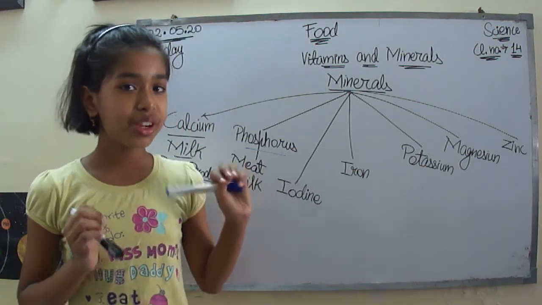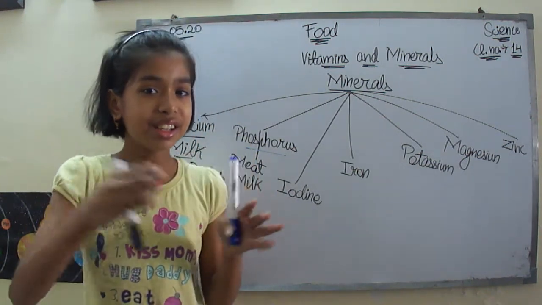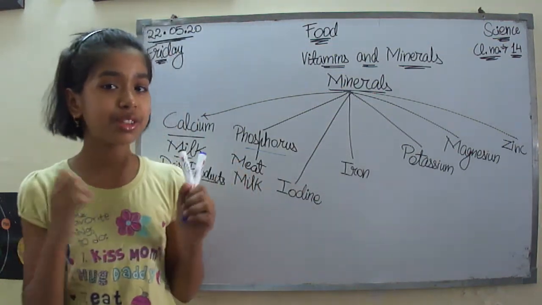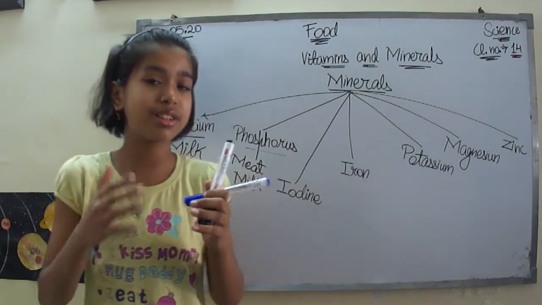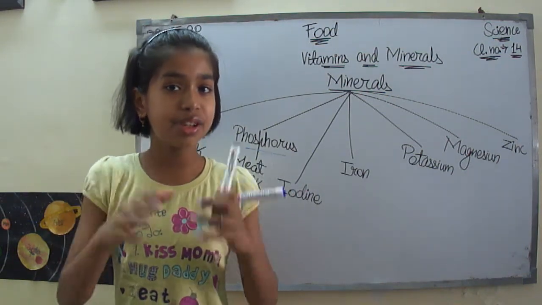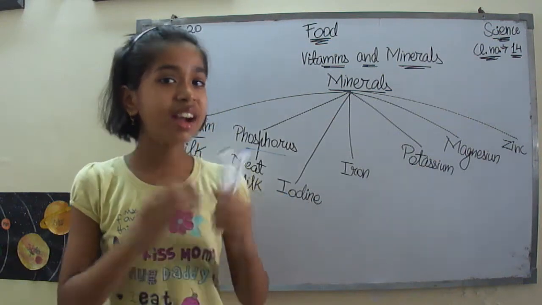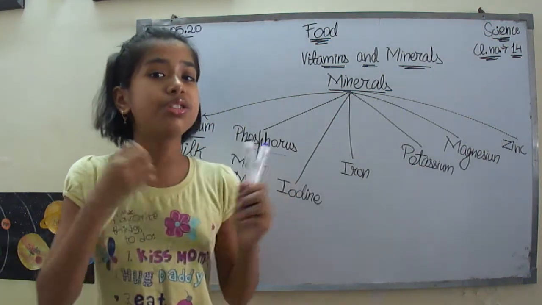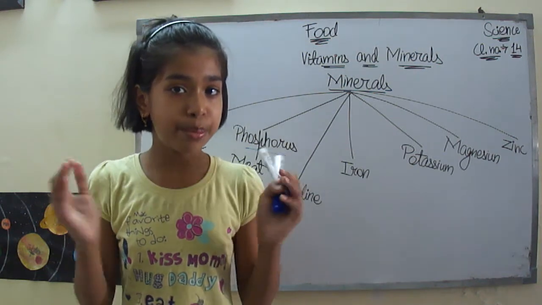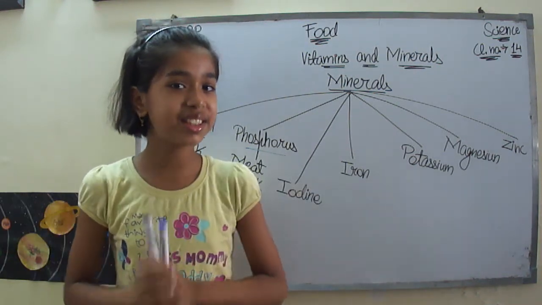Now this phosphorus is likely to be like calcium. Why am I saying that? Because this phosphorus also helps the calcium. It also helps the bones and teeth to be healthy. And this phosphorus also helps in the building of the bones and teeth, right?